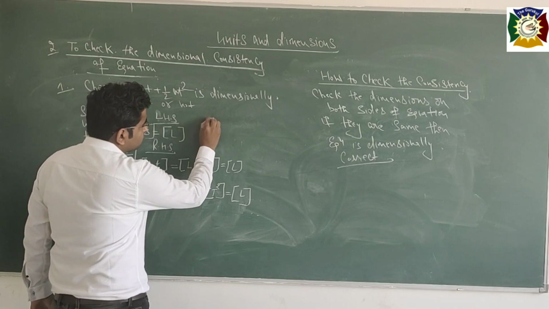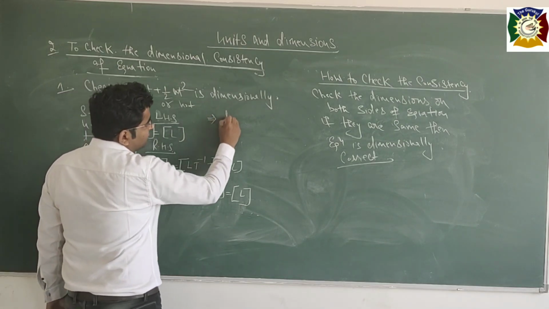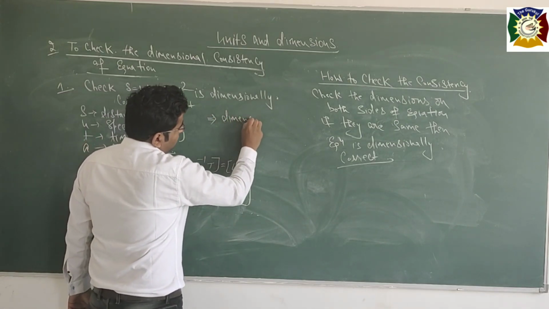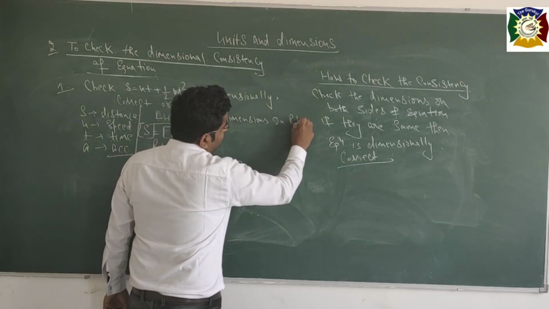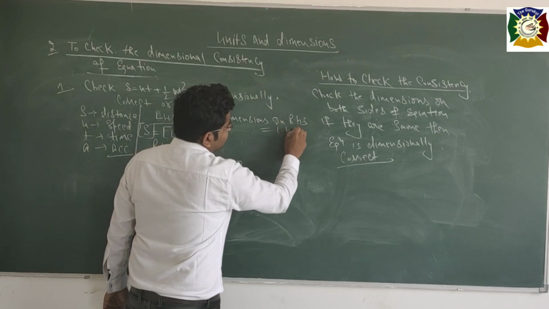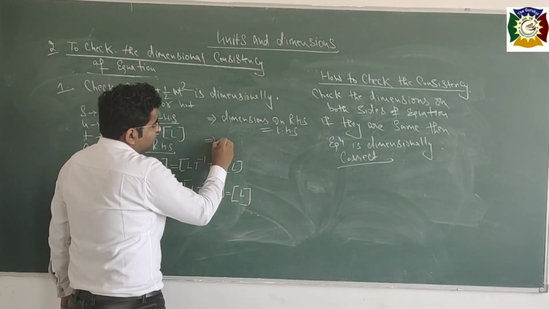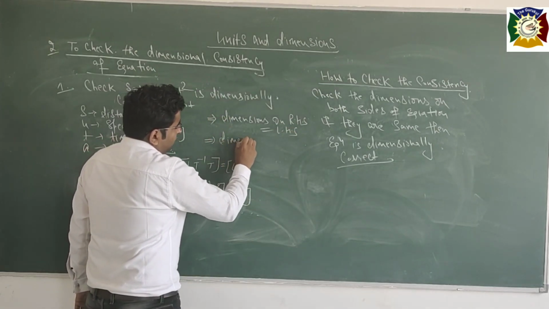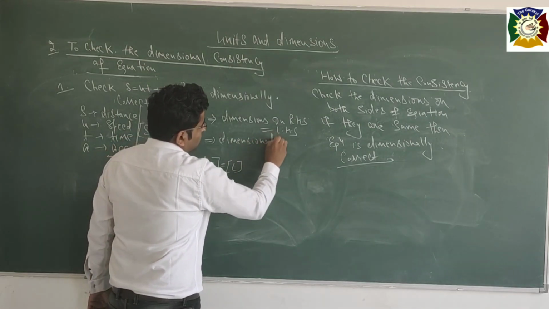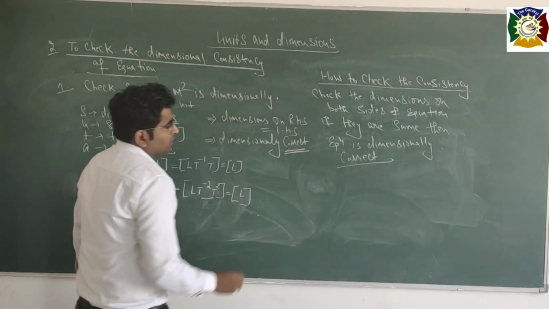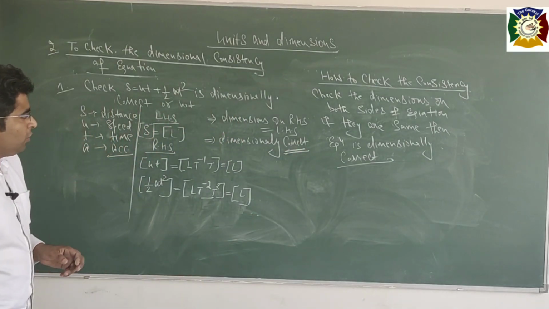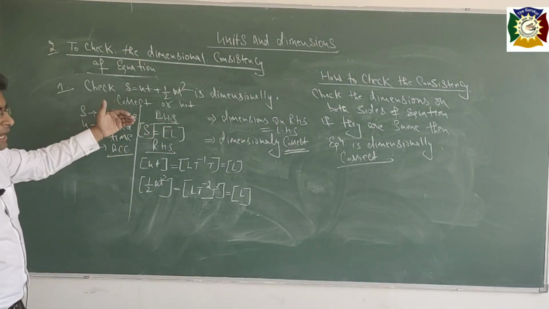Therefore we can say that dimensions on RHS equal to LHS. Therefore it is a dimensionally correct equation. Okay students, look at this example.